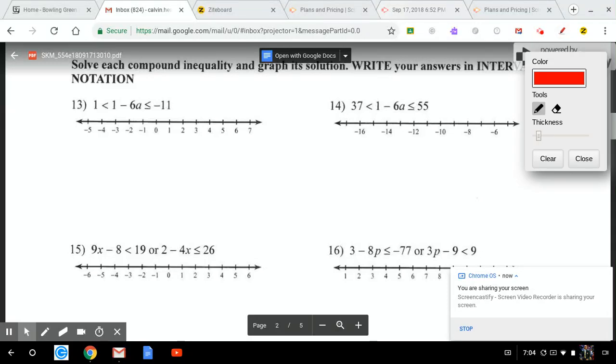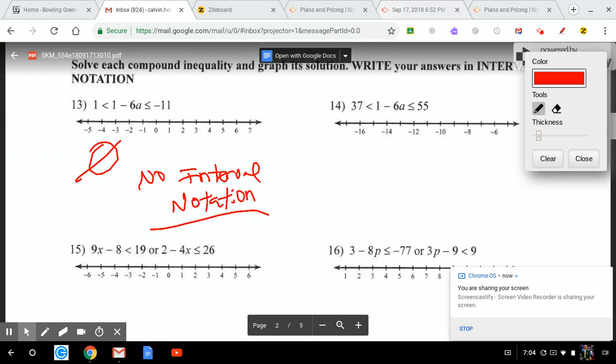All right, I got cut off, so I'm gonna start over with 16 again. But I did want to make this comment that this was no solution. So since it was no solution, there is no interval notation to write. So that's why I didn't write that. Okay. 16, on the other hand, is a little different because it's an or statement. So when you do 14, you'll have to write that in interval notation.